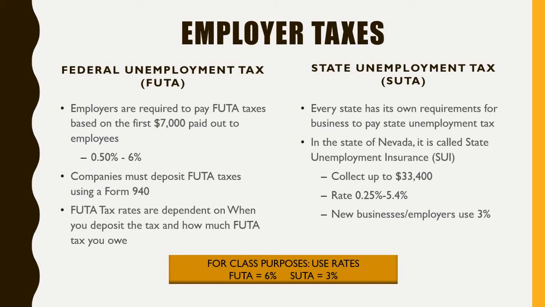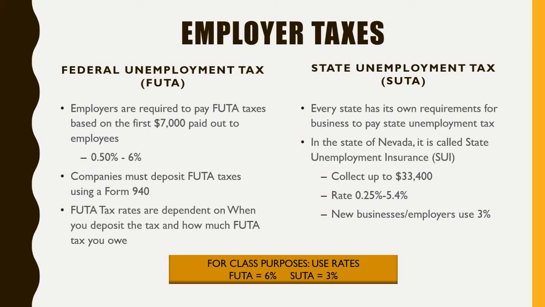In most cases, for this class, I just want to keep it really short and simple, because we don't really know the circumstances of the company. We don't know the filing status or how big the company is. So for this class, you're going to learn that FUTA is always going to be 6%. Okay. And then we're going to talk about the state unemployment taxes, SUTA for short.